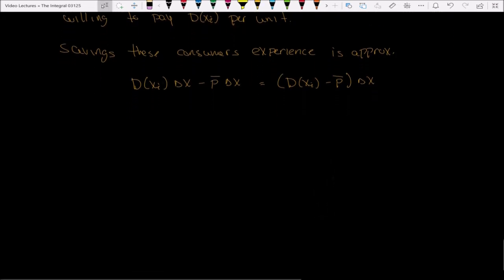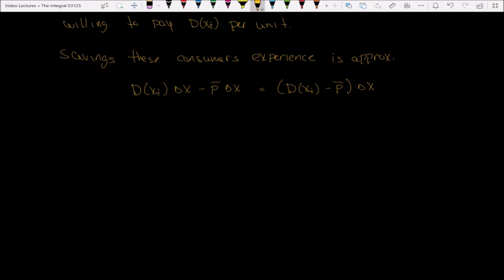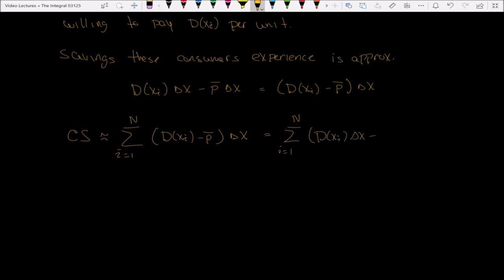Total savings then, let's call it the total consumer surplus, is approximately the sum of all of these, right? So I equals 1 to N, D of X sub I minus P bar times delta X. Right, that'll be the sum, I equals 1 to N, D of X sub I delta X minus P bar delta X.